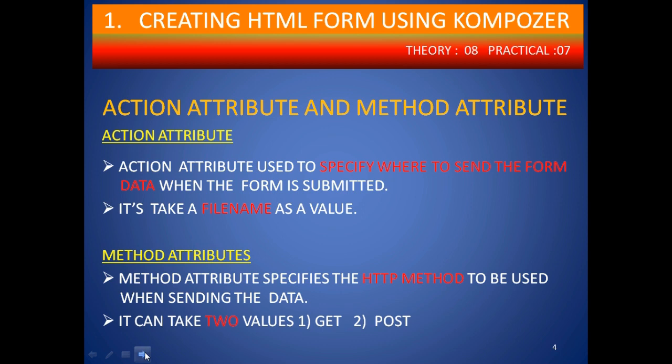If you want to send the data, then we use the HTTP method. HTTP means Hypertext Transfer Protocol. But in the action attribute, whenever you are sending data, it takes a file name as a value. And the method attribute can take 2 values, that is get and post.